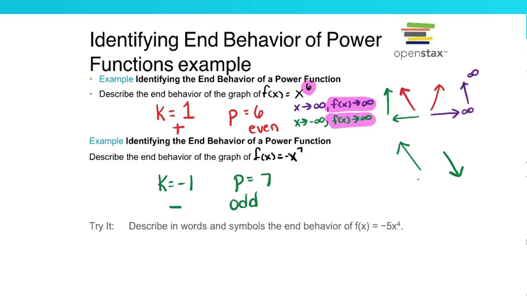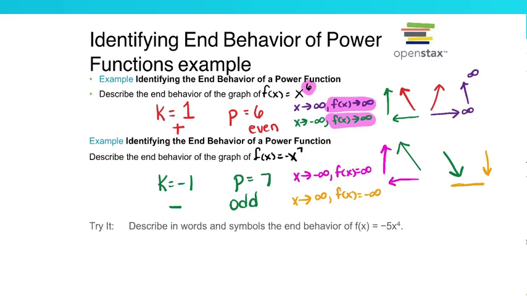So as x is approaching negative infinity, f of x is going where? It's going up. It approaches infinity. On the right side, as x is approaching infinity, f of x is going down. So it's approaching negative infinity. So you guys pause the video and do this, try it.